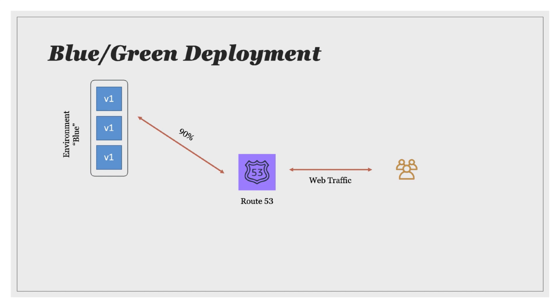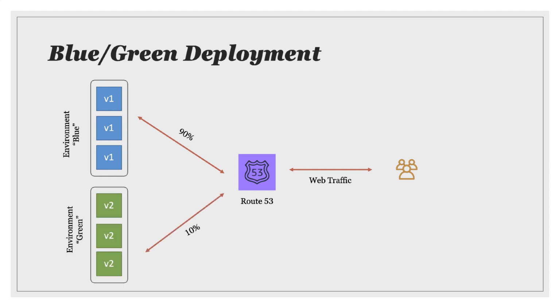And 90% of the traffic is being sent to the blue environment, because the blue environment will consist of version 1 of your application, and the rest 10% is being sent to the latest version, version 2 of your application. So you have just split your environment in two different categories, blue environment and green environment. You use the weighted routing policy in Route 53, and you split the traffic in such a way that 90% of the traffic is being sent to the blue environment, which consists of version 1 of the software, and 10% of the traffic is being sent to version 2 of your application, which is included in your green environment.